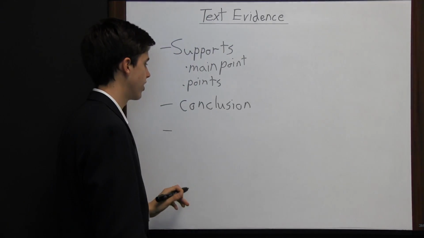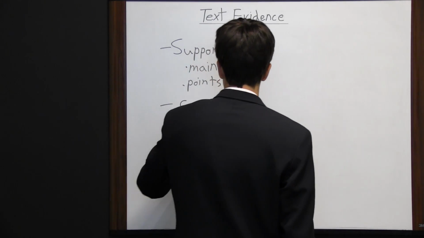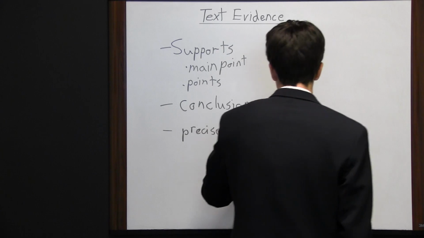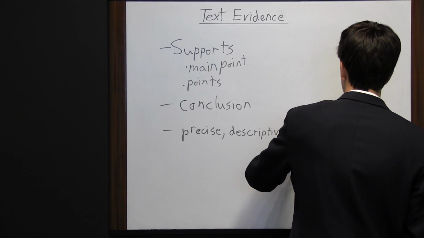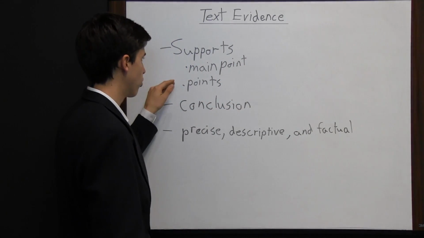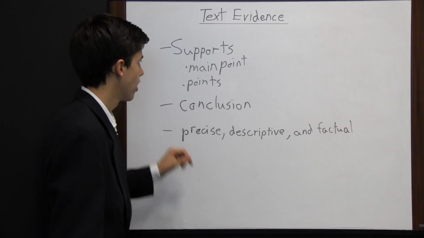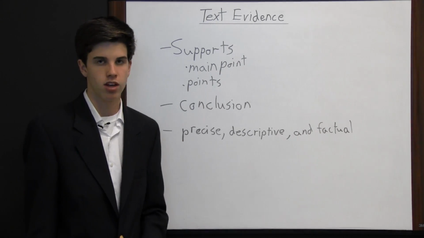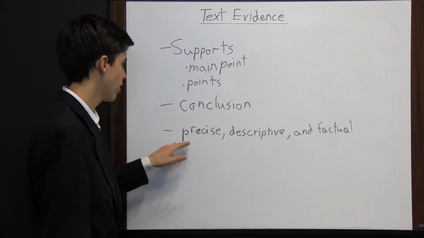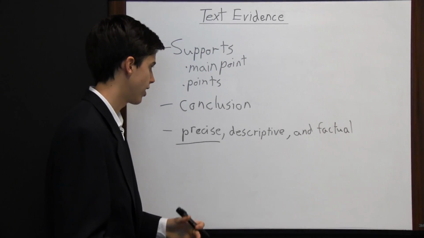So it's important that text evidence is three things: precise, descriptive, and factual. Remember I said that text evidence supports the main point or points in a story. Well, generally a main point and points throughout a piece of writing are going to be very general. They're not going to be very specific. So since these things are very general, it's important that there are some specifics in the paper. That's why the text evidence needs to be precise. That way the writer's paper isn't vague.